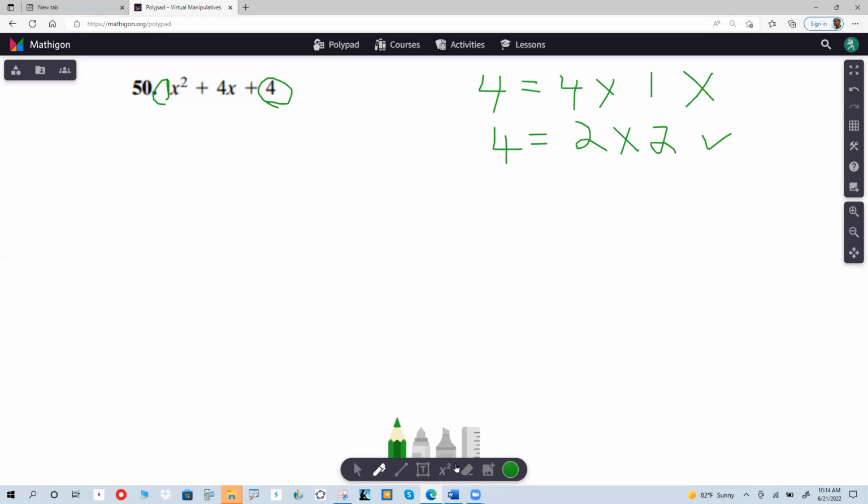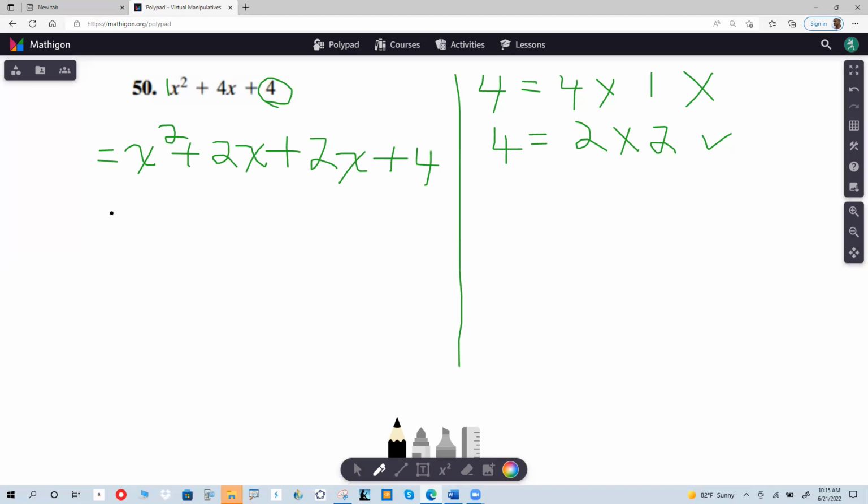So I'm going to go with this green stuff. Same old deal. I'm going to write it as follows. x squared plus, instead of 4x, I'm going to write 2x plus 2x plus 4. Let's put a line here. Then I'm going to factor out x, nothing new. We have done it today and before the break. And I'm left with x plus 2.